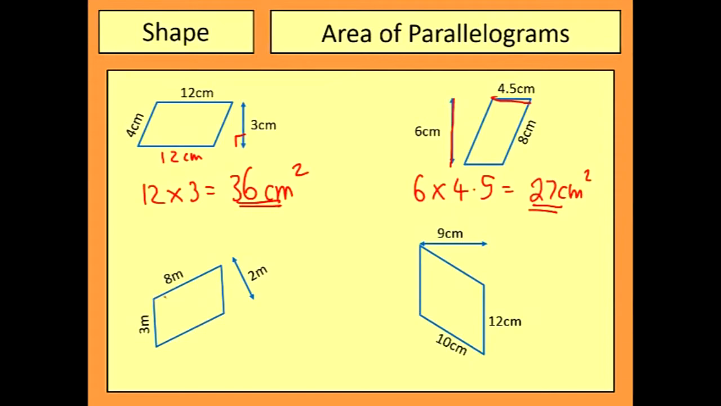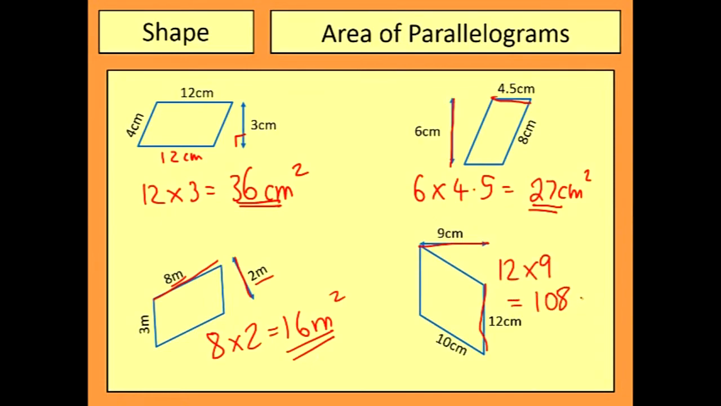And for this one here, now it's just been turned on its side a little bit, but it's no different. We have 8 and 2, so we multiply 8 by 2, which gives you 16, but be careful, this one's in meters and this one's in meters, so we have 16 meters squared rather than centimeters squared. And finally this one here, we've got 12 and 9, so we have 12 multiplied by 9, which equals 108 centimeters squared.